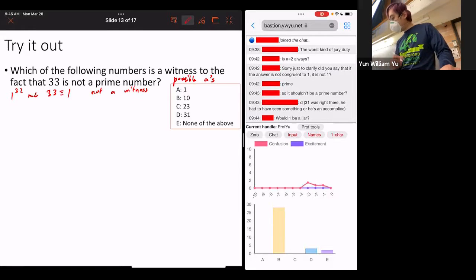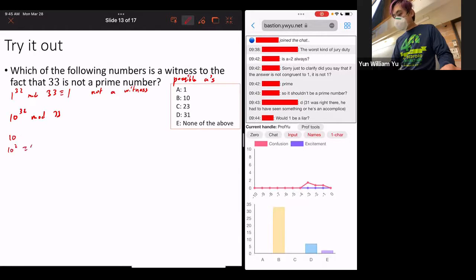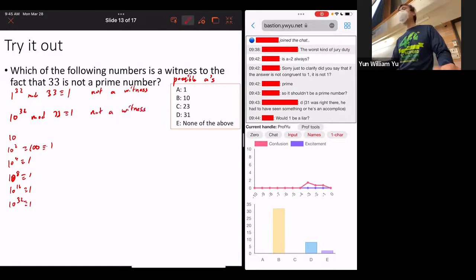Well, let's see. A lot of you have guessed 10. So what is 10 to the 32 mod 33? Well, let's figure this out. 10 squared is congruent to 100, which is congruent to 1. 10 to the 4th is congruent to 1. 10 to the 8th is congruent to 1. 10 to the 16 is congruent to 1. And 10 to the 32 is congruent to 1. So this is also not a witness, because 10 is going to say, oh yeah, well, you look like you might be prime. So let's try a different one.